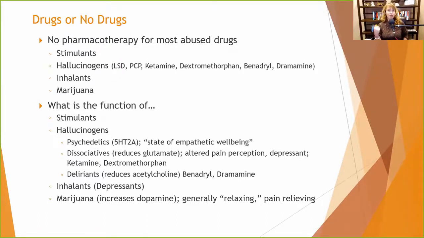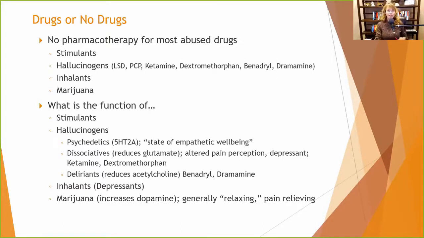Now remember, glutamate is the one that's secreted during the fight or flight response. So your dissociatives are probably going to be in people who have higher levels of anxiety. They have altered pain perception, and it's a depressant. It's going to make them slow down. Respiration slows down, that sort of thing. But again, you're having somebody slow down instead of speed up.